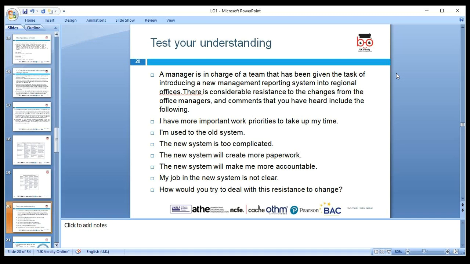Test your understanding. Managing the change of a team: you have been given the task of introducing a new management reporting system. So you have to look around. There is considerable resistance from the office manager. Comments: have you heard any of the following? I have more important work priorities to take up my time. I used to the old system. The new system is very complicated. There is a new system being created.